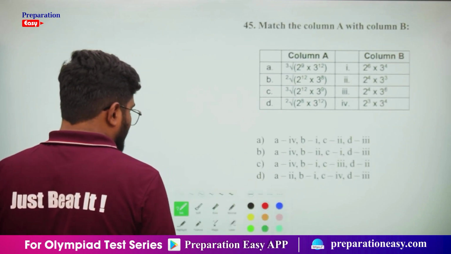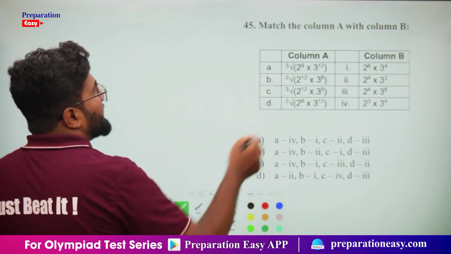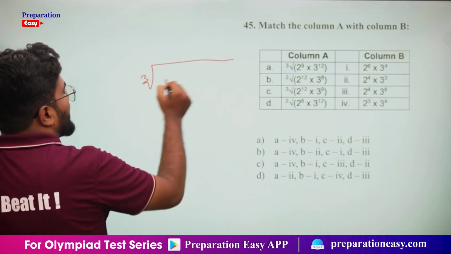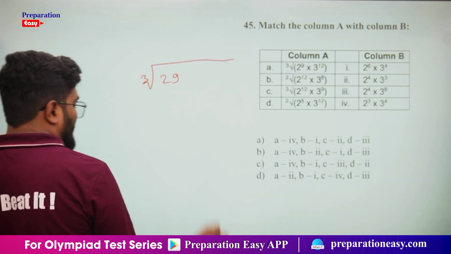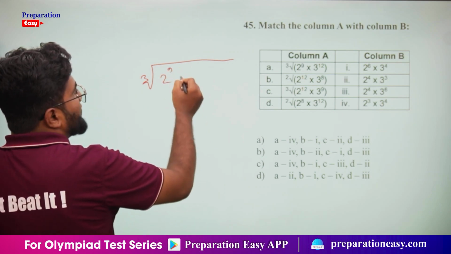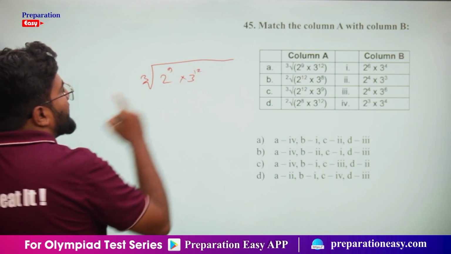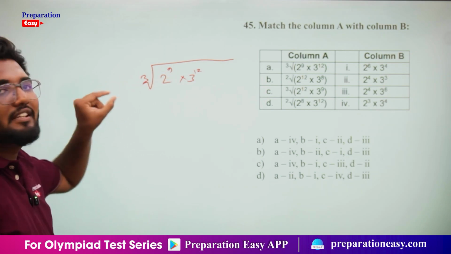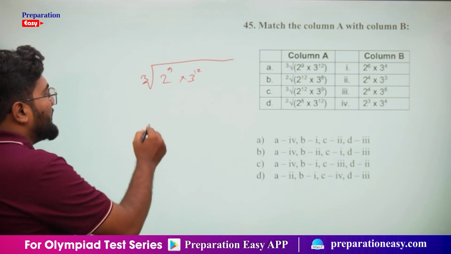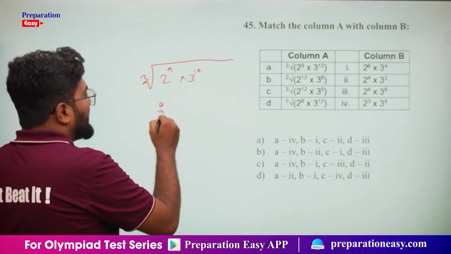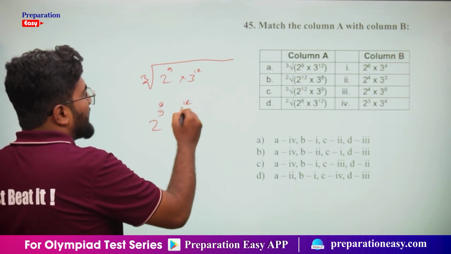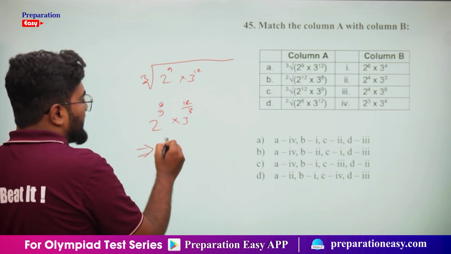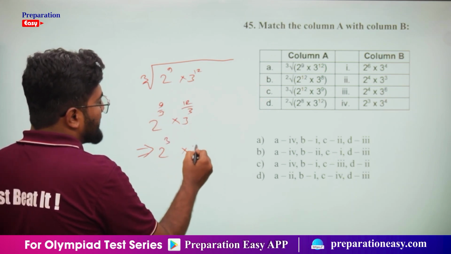Moving towards the next question, question number 45. Here we just have to match the following. First number is 3 under root 2 power 9 multiplied by 3 power 12. Here we just have to divide 9 by 3. Then the answer would be 2 power 9 by 3 multiplied by 3 power 12 by 3. It would be 2 power 9 by 3 is 3 and 3 power 12 by 3 is 4.